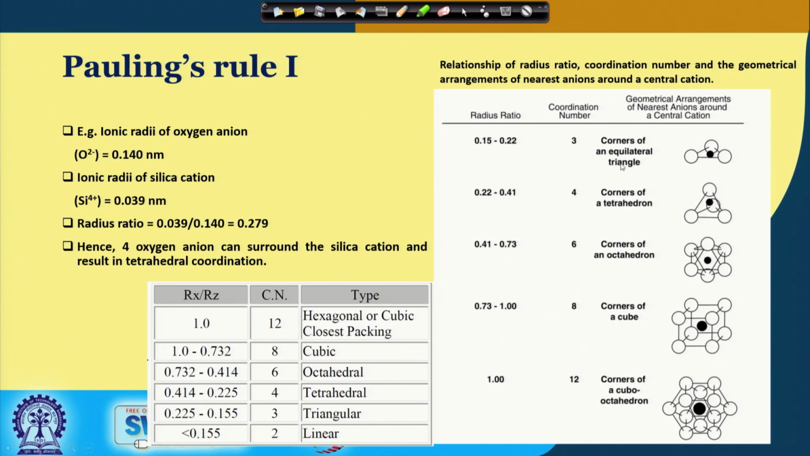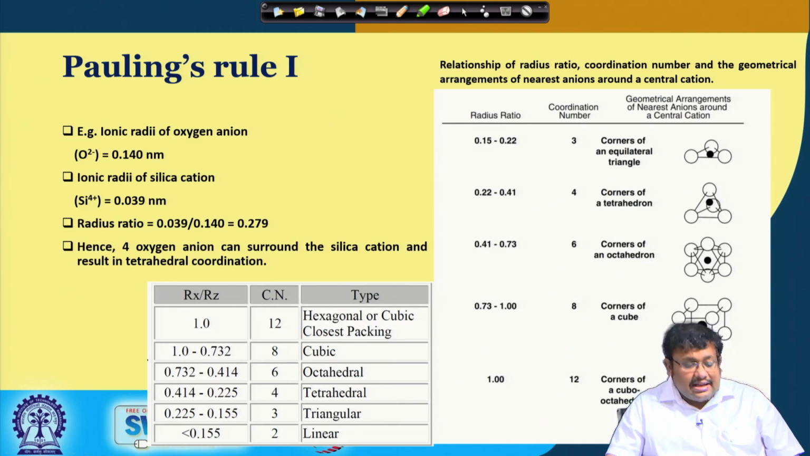As you can see, in the case of coordination number 3 it will be triangular, as I have mentioned, and in the case of coordination number 4 we see a tetrahedral shape. When the coordination number is 6 we get an octahedral shape, and for coordination number 8 we get the corners of a cube, that means a cubic shape here, and finally for coordination number 12, that is hexagonal or cubic closest packing, we basically get the corners of a cuboctahedron.